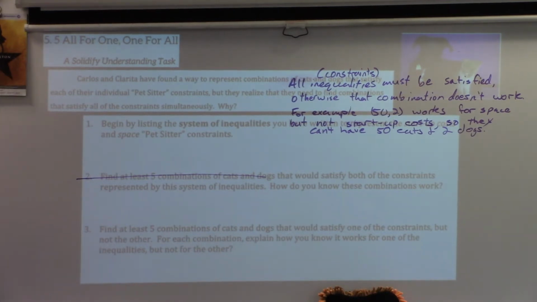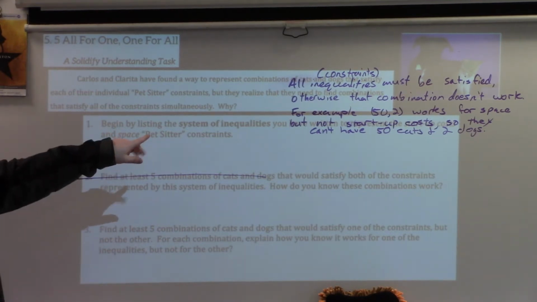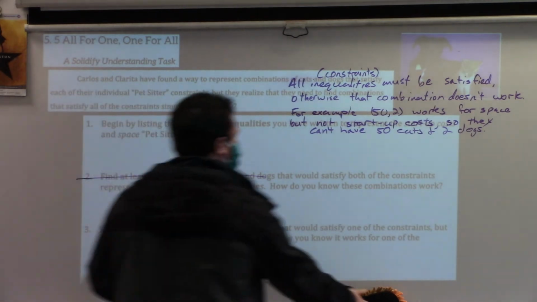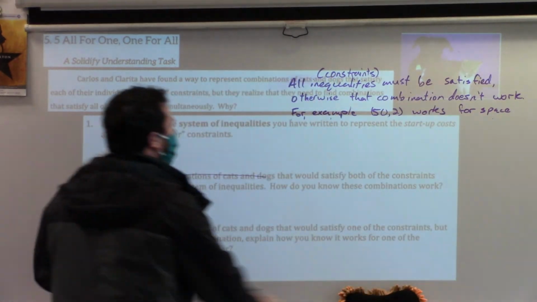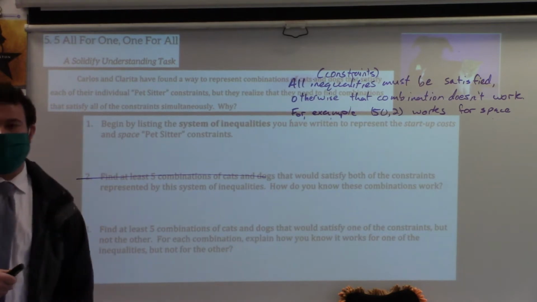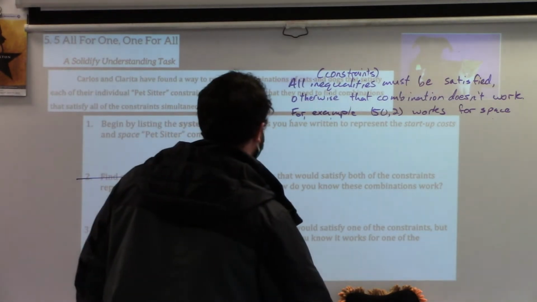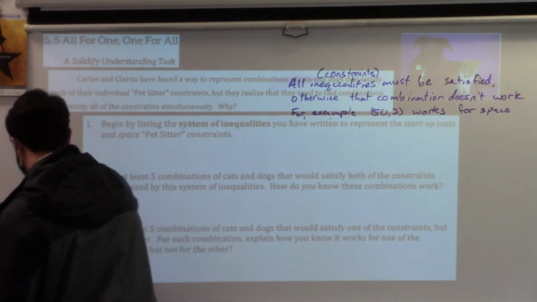Okay, so at this point, I want you to take just a few minutes, maybe 2 or 3, to work with your small group to begin by listing the system of inequalities. By the way, can I erase that purple so you can see the question better? Okay. Boom. All right, so begin by listing the system of inequalities you have written to represent the startup cost and the space pet sitter constraints. So work together to write this list for the system of inequalities. We know what we're doing for number 1? Okay, if you get done with number 1, go ahead and read number 2, and we'll get started on that one in a second, but take a couple minutes, work on number 1.